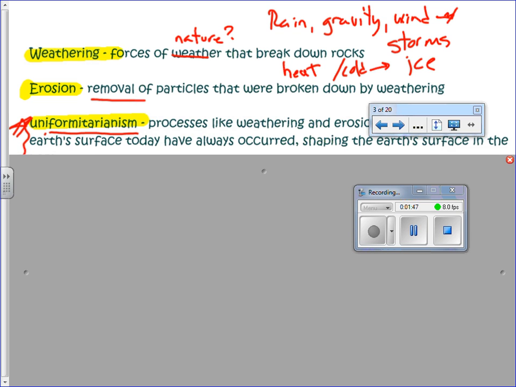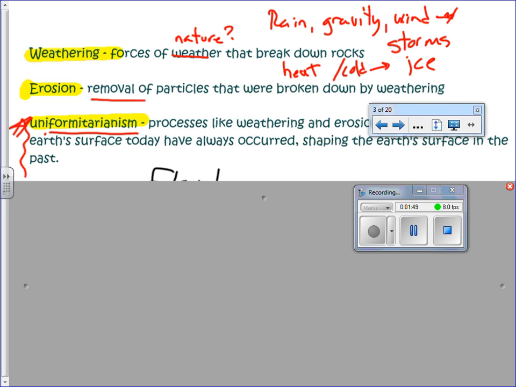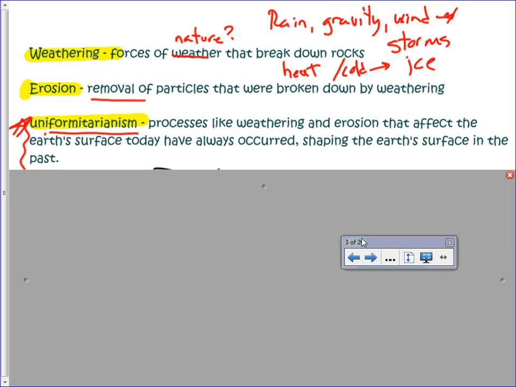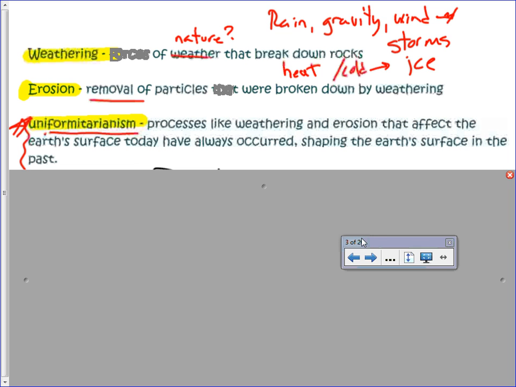Now, check out this big, huge, annoying word. Uniformitarianism. It's actually a very simple concept, but a really big word. So, uniformitarianism. Simply, this means that processes like weathering and erosion that affect the Earth's surface today have always occurred and shaped the Earth's surface in the past.